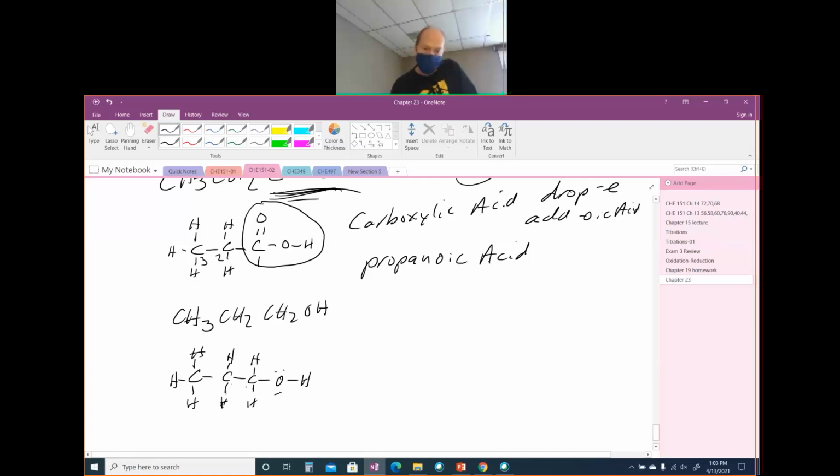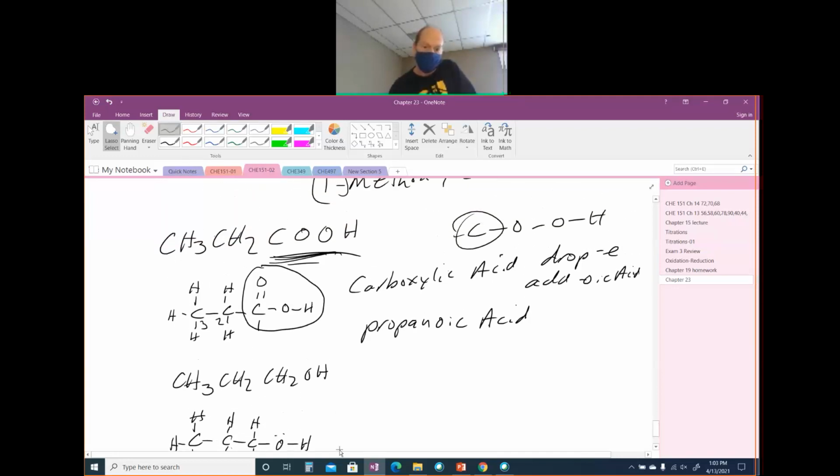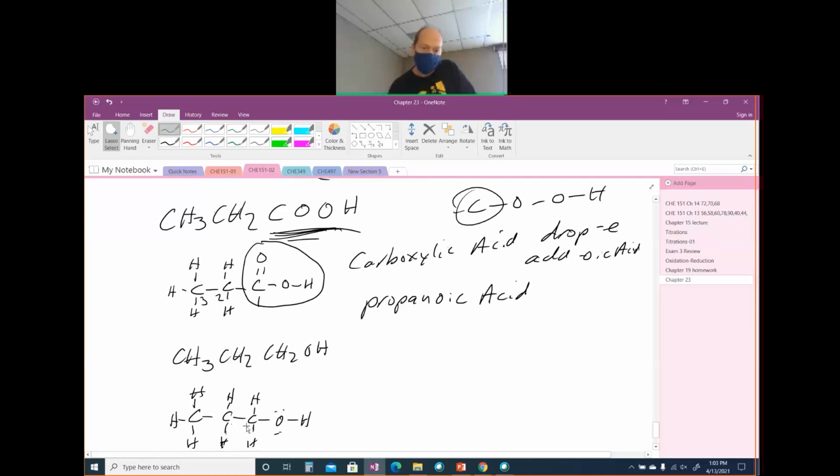So longest carbon chain, lowest number for the OH. So we're going to start numbering from this side.